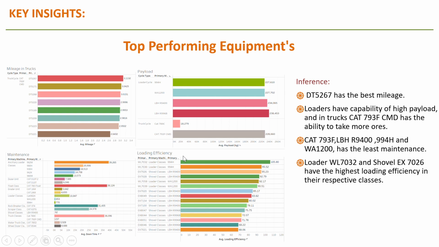And if we come to the loading efficiency, in the loader section, this loader class is having somewhat higher loading efficiency compared to the shovel, but shovels are very high in number also. In the third we have the shovel classes also. So particularly these names are having very high loading efficiency, which can be considered.